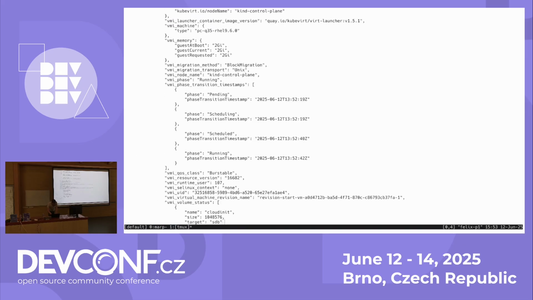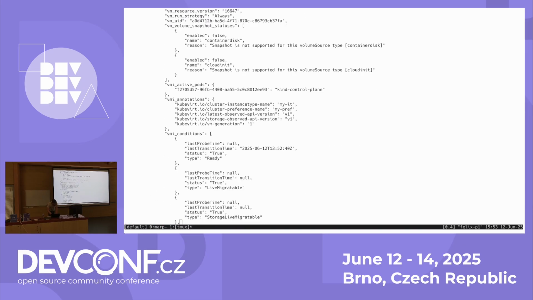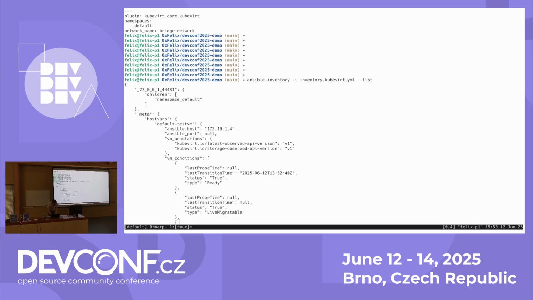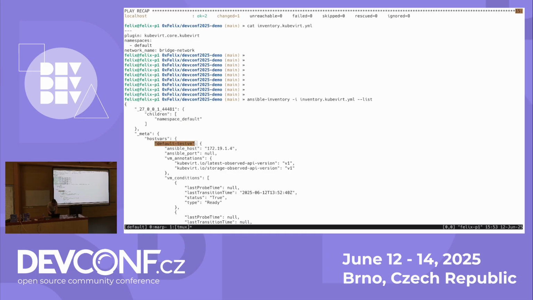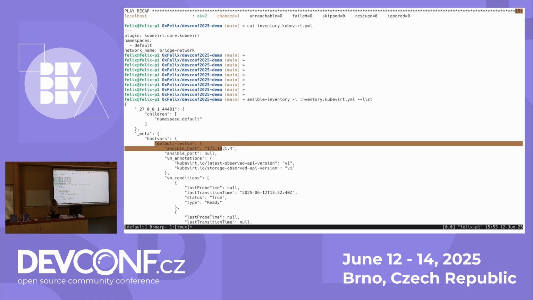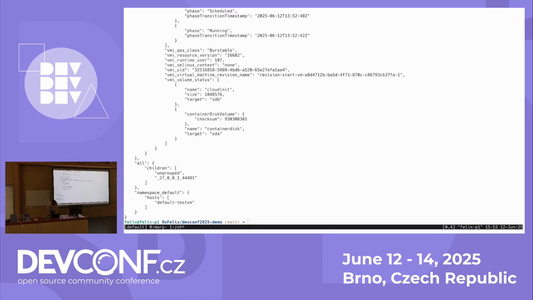And it was successful. So this is the machine that was found. Under its host vars, you can see the host is called default-test VM. That means the host name is test VM and the namespace is default. And we can see it was able to find an Ansible host. So this is the actual IP address on the secondary network of the virtual machine.